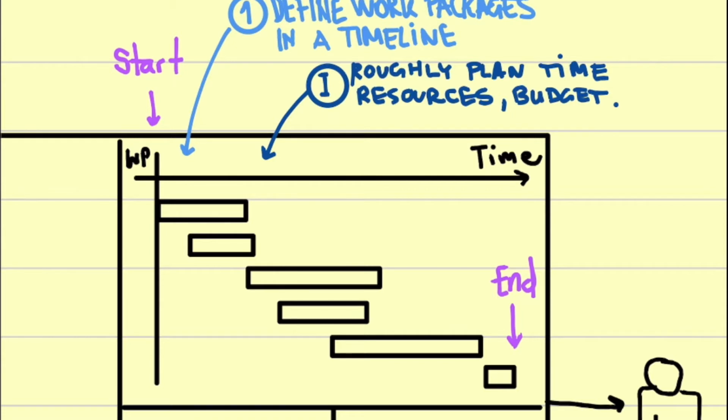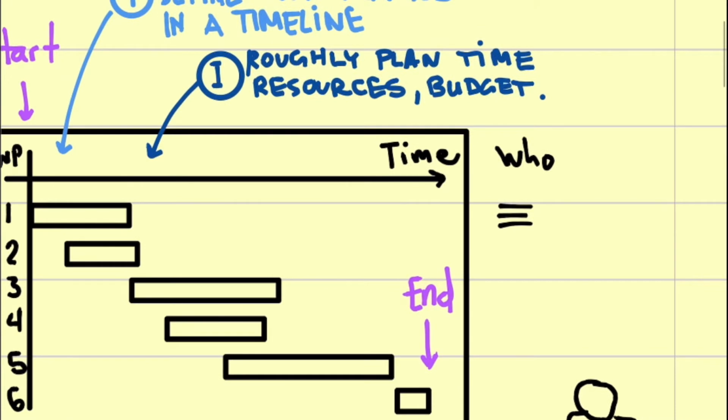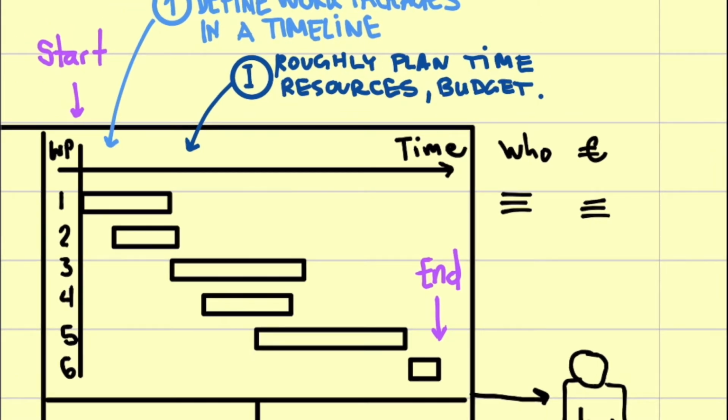Any questions? Ja, bitte. Are there any rules for making this? No, the rules are just you need to set the work packages. Maybe you want to put some numbers, okay? You can do it very detailed. On the right side, you can put who does it and how much money you need, but I don't want to make it too complicated. This is a very rough description. We will go into detail later on.